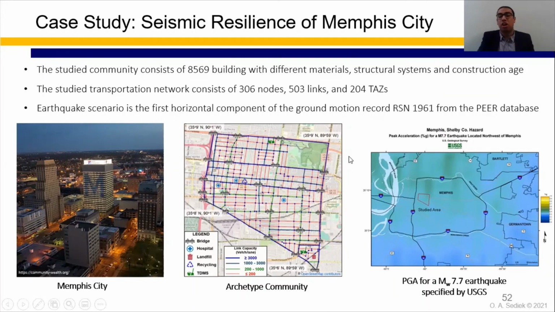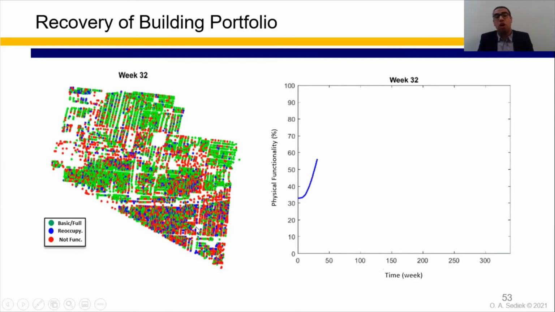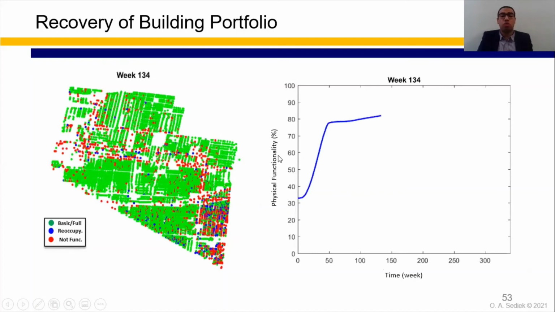As we can see here, this is the archetype community with the location of bridges, hospitals, and other aspects. This community was subjected to the 7.7 earthquake scenario specified by USGS for this area. We can monitor the dynamic behavior of the buildings in the community, returning from the not functional state to the basic or full functionality state. We can see this reflected by the physical functionality index of the community after the earthquake. And as we can see here, it takes years for communities to return back to full functionality from earthquakes.